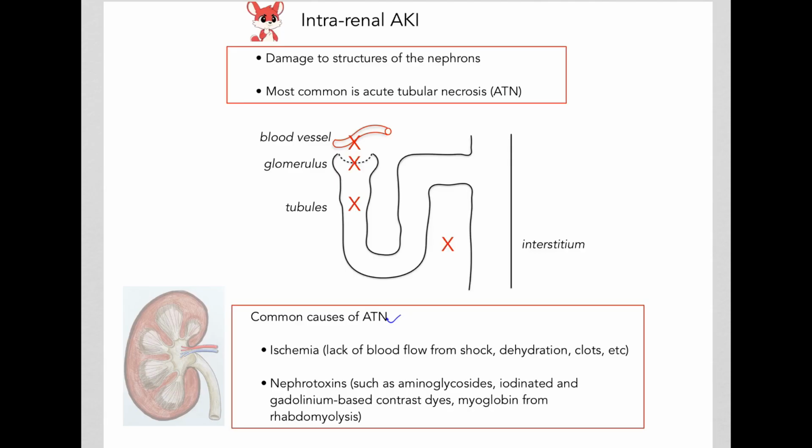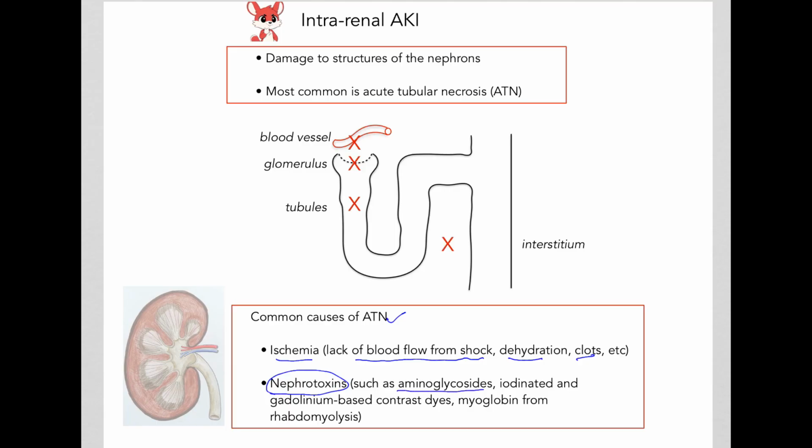The common causes of ATN include ischemia, lack of blood flow due to shock or dehydration, or a blockage such as clots, as well as nephrotoxins. So a lot of chemicals end up in the kidneys because the body is trying to get rid of these foreign chemicals, so it's done mostly by the kidneys. So they end up in the kidneys, and some of these chemicals are very toxic to the kidneys.